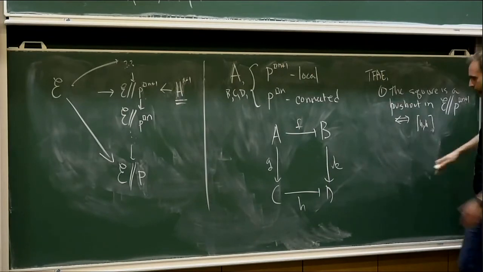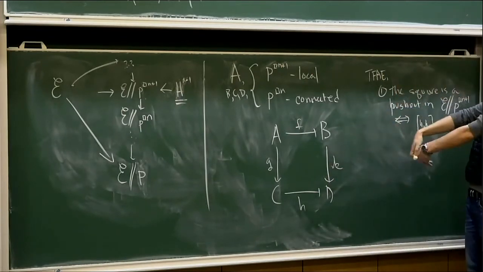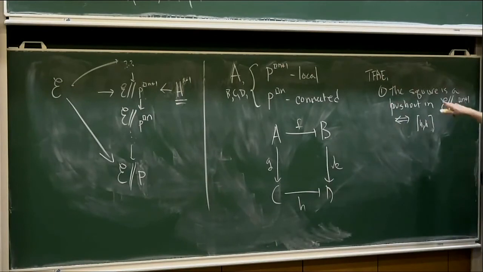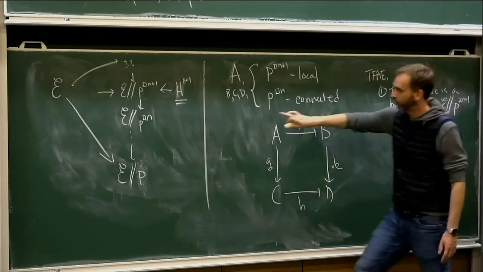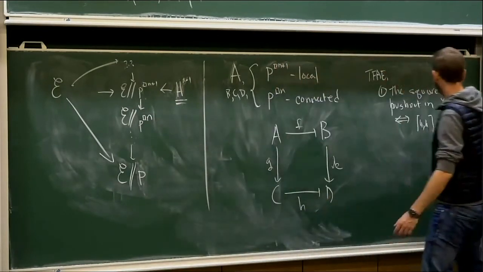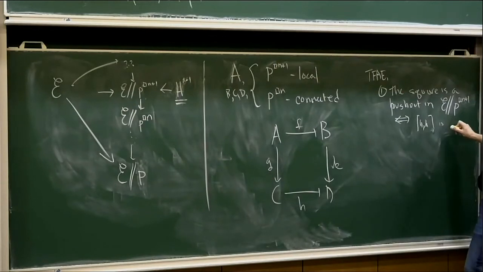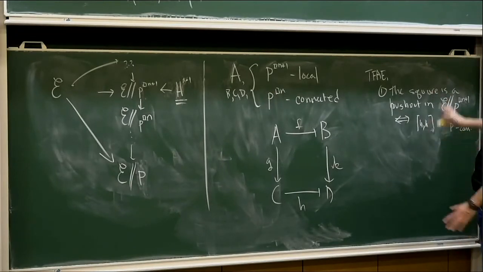So the co-gap map, between the push-out right here. Being a push-out square in this local topos is the same thing as saying that this map is P blocks n plus 1 connected. Okay, that's just the same thing. Connected. That's right. Okay, exactly.